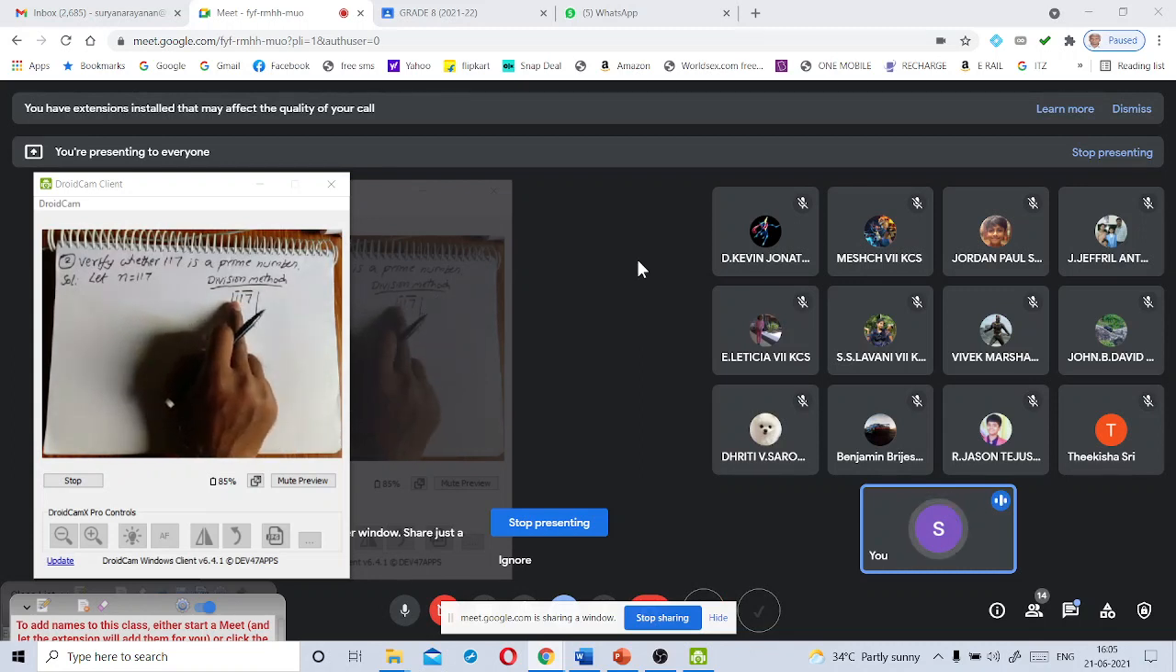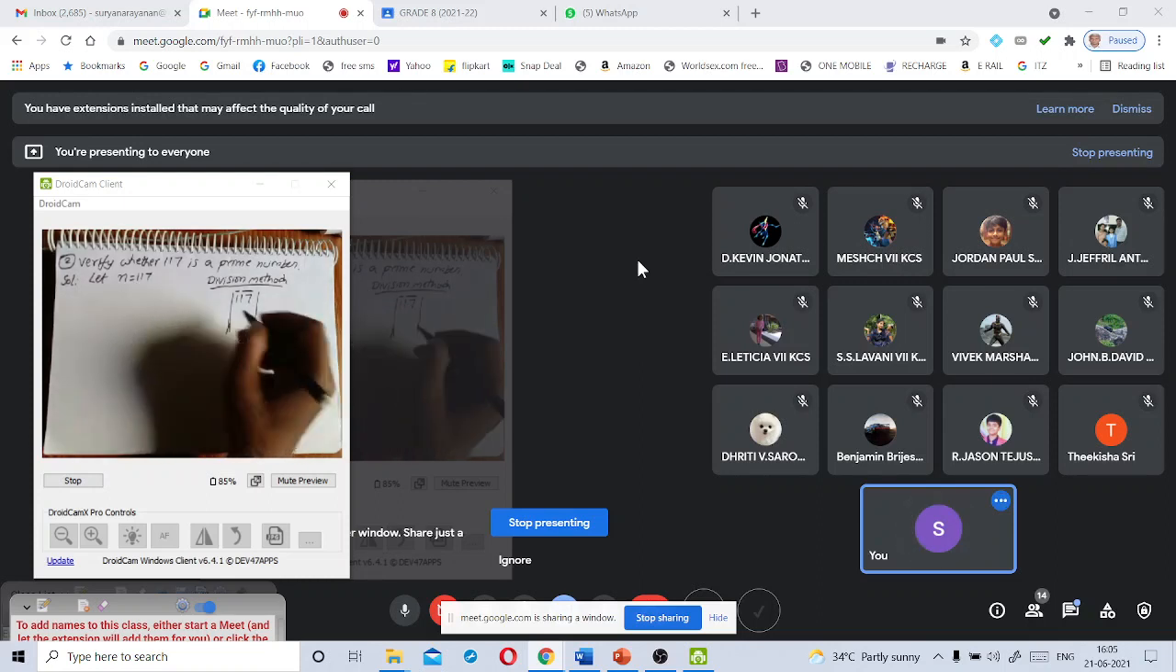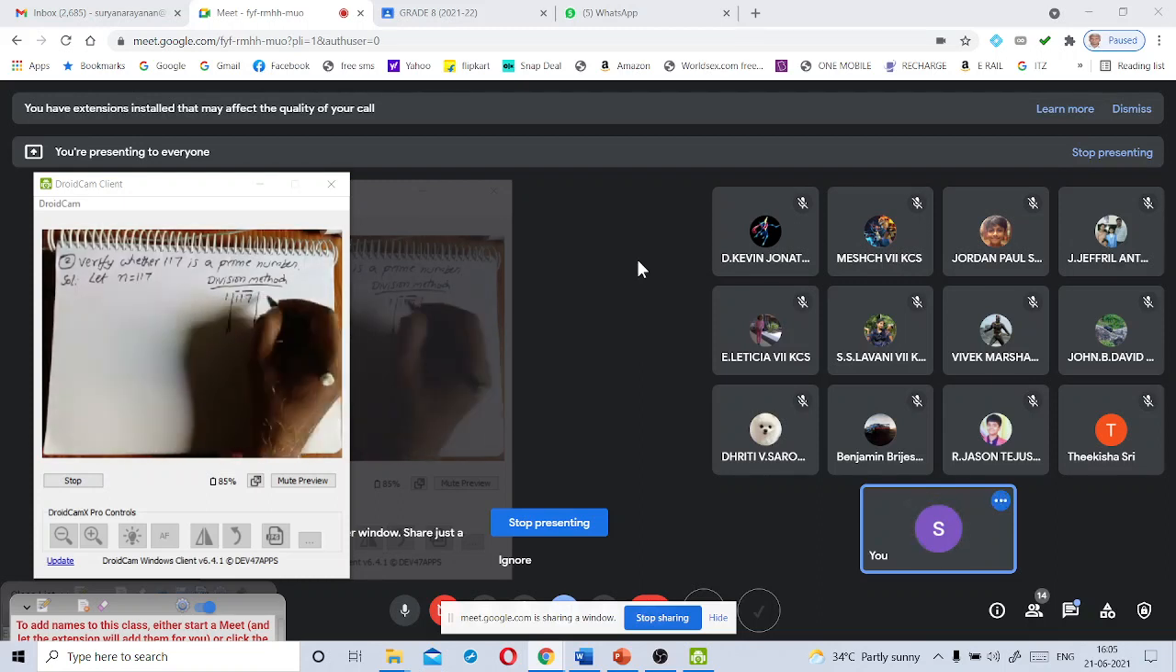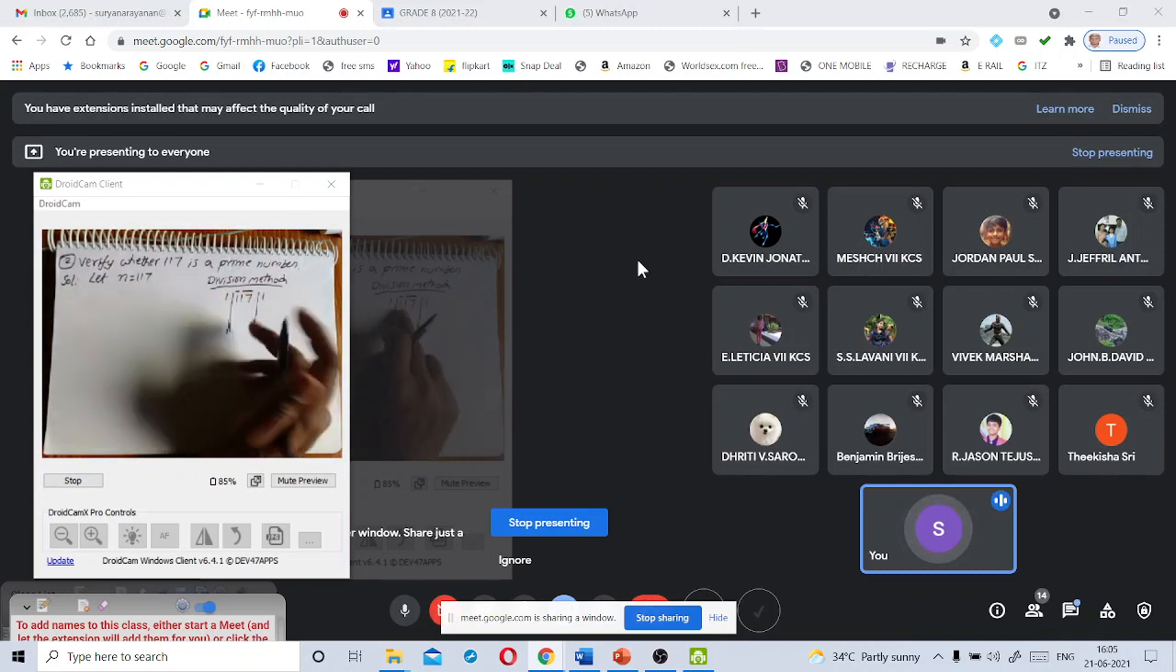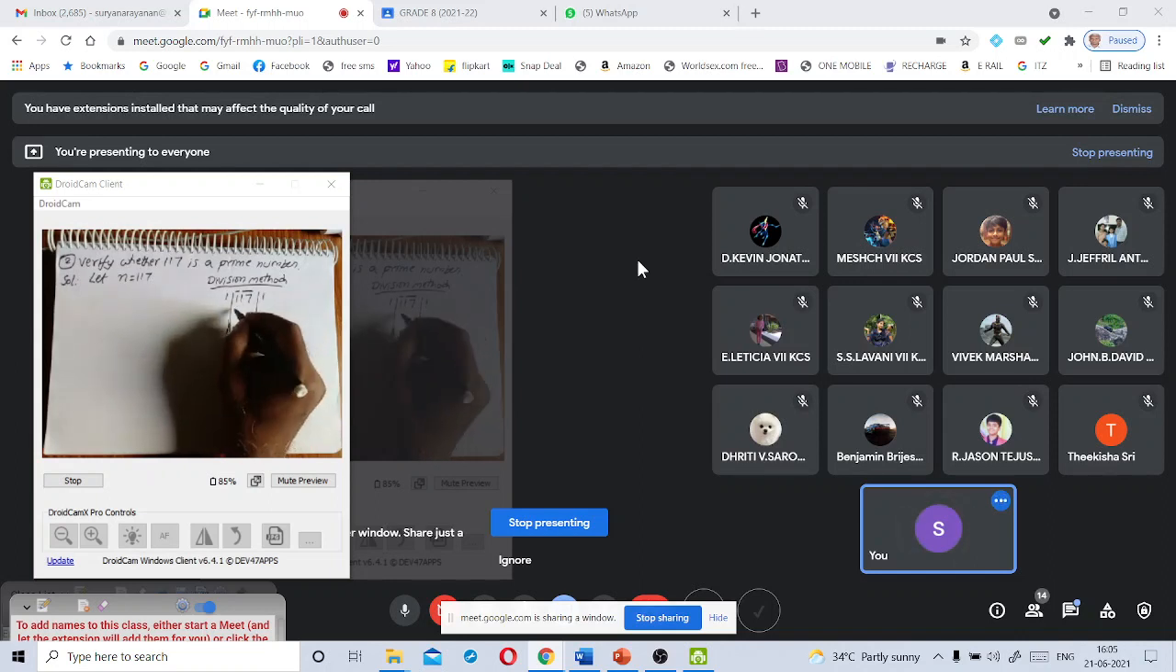What is the nearest perfect square to this number? 1. Yes or no? We have to find the nearest perfect square number. The nearest perfect square number is 1 only. So 1 ones.